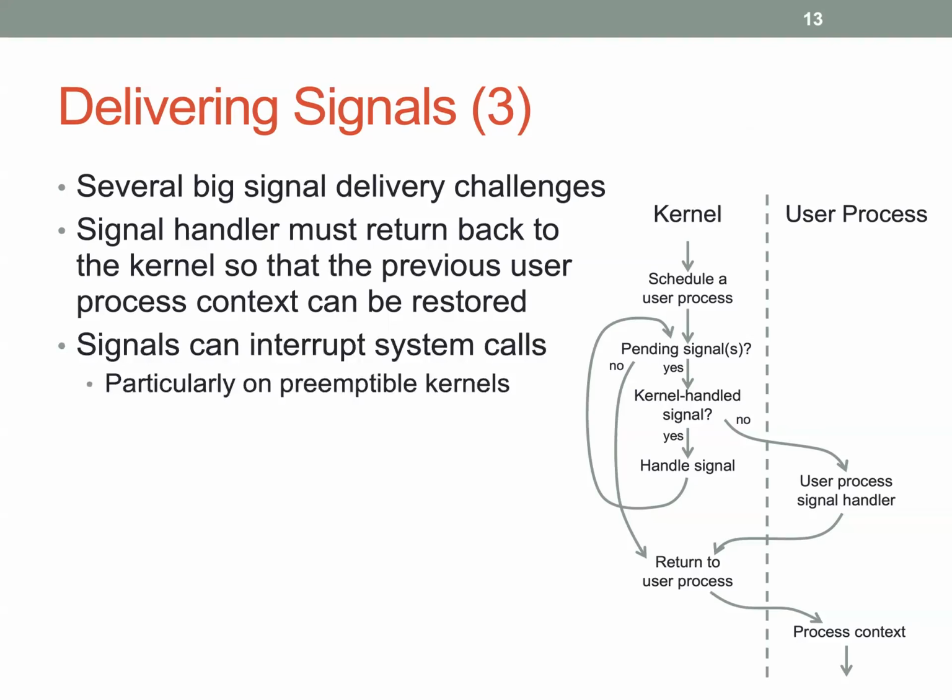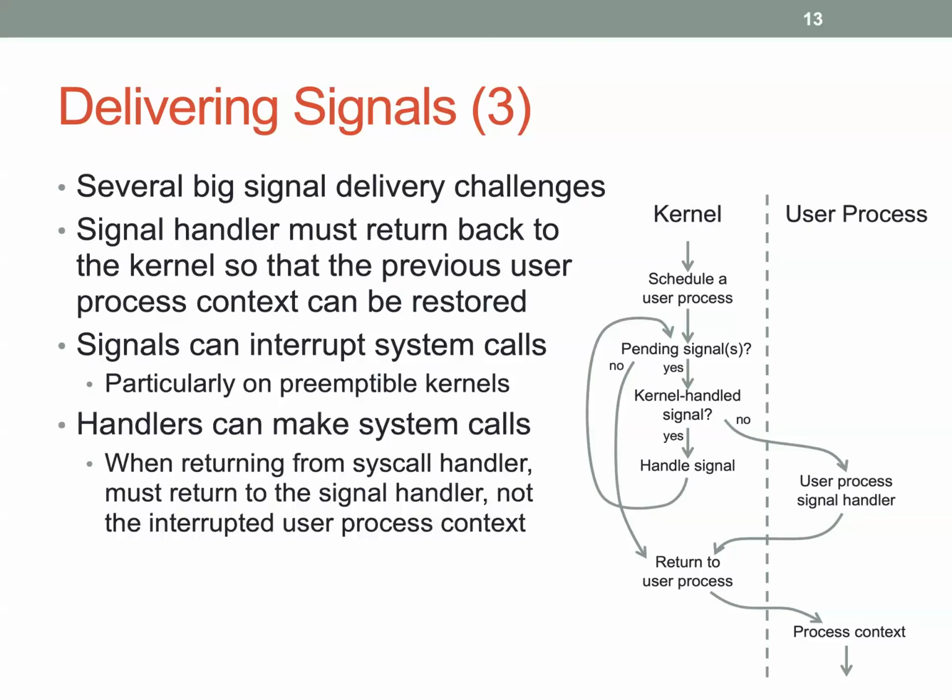Signals can interrupt system calls. I may be running inside of a long-running system call. Let's say I'm doing a read on a character device that happens to be the console because I'm waiting for the user to type something. And a SIGALRM goes off. Well, now my read call was interrupted, and so I need to leave the kernel and go handle the signal in the user process and come back. What do I do with that read call that was in flight? That's a question that you have to solve for signal delivery.